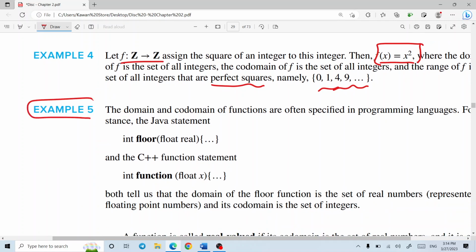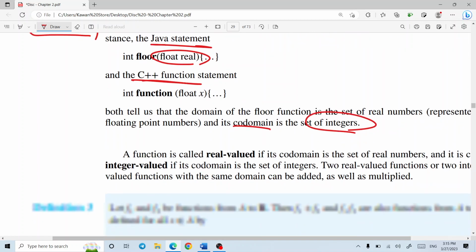I'm going to leave this one for you. In Java or C++, we have a float. You know what a float is? It gives you the real numbers, right? If we give real numbers, I think it will make it a float, meaning I make it an integer. Am I right? It's like that. So that's why the codomain and the range is the integer.